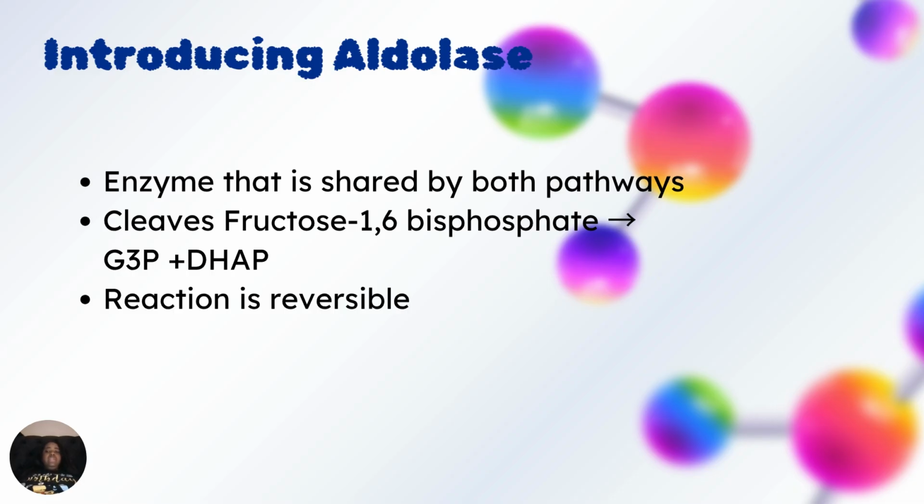When the energy is low, the reaction moves forward for glycolysis. When the body needs glucose, it reverses for gluconeogenesis. This reaction is like a reversible zipper. It can zip up or down depending on what the cell needs to do. This explains the reversibility concept. Now I want you to pause and reflect. Why do you think reversibility is useful for a cell?